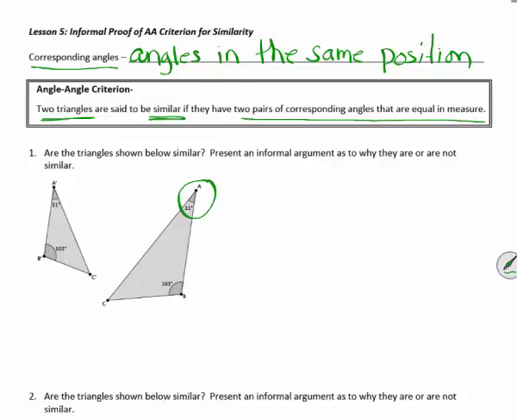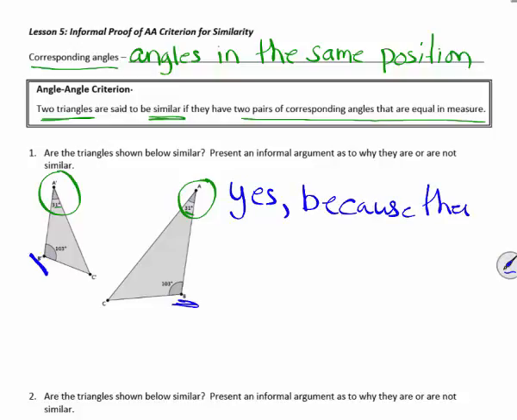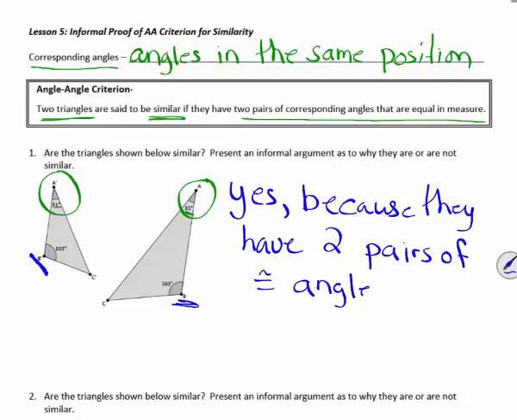So here's angle A, its corresponding angle is A prime. They're both marked at 31 degrees. So I have one pair. Here's angle B, here's angle B prime. They're both marked at 103 degrees. So are they similar? Yes. Why? Because they have two pairs of congruent angles. And we're going to talk more in class about how come I don't have to have all three.